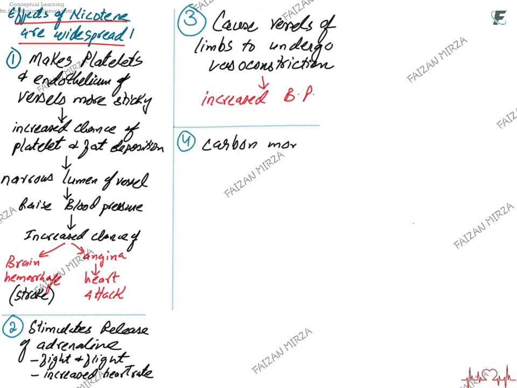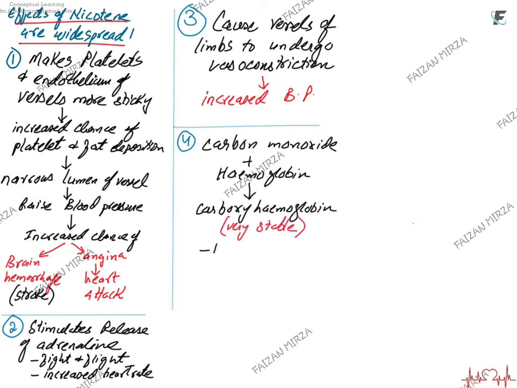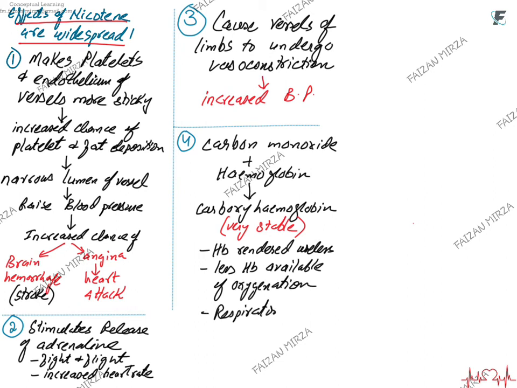The other effect is that there would be carbon monoxide coming from the cigarette smoke. This is not just nicotine, this is carbon monoxide from the cigarette, and it will combine with hemoglobin. It would cause carboxyhemoglobin formation, which is a very stable compound. This renders the Hb useless. So less hemoglobin is available for oxygenation, and respiratory efficiency would be decreased.